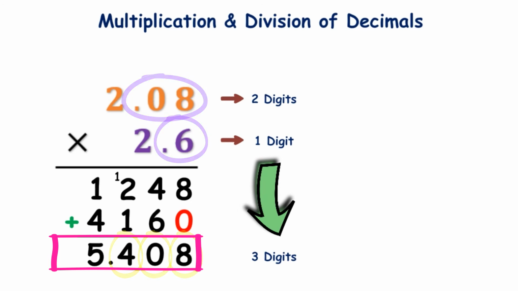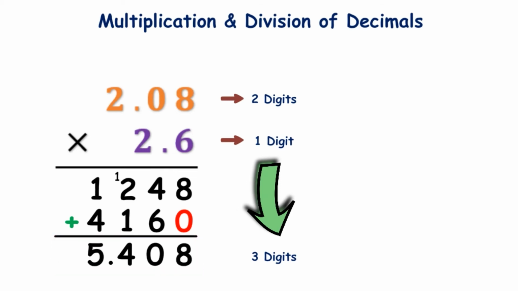It means in multiplication, to place a decimal point we add the digits. This is the multiplication of decimals. 2.08 times 2.6 equals 5.408. Remember, when you are going to add or subtract, you have to be careful with decimals. This process is only applicable for multiplication and division.